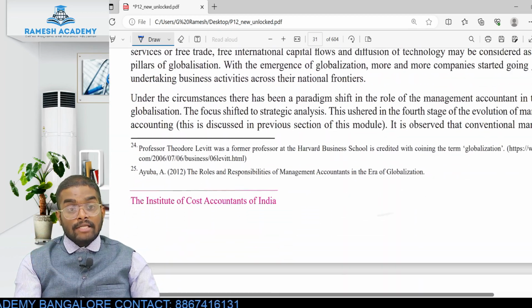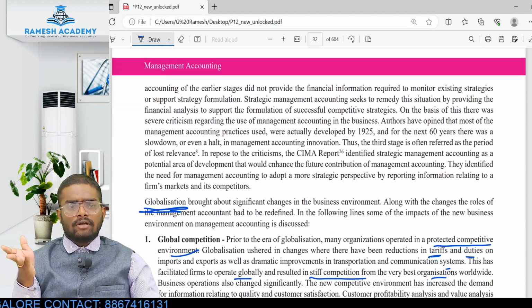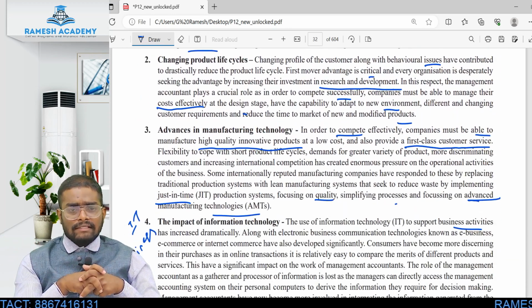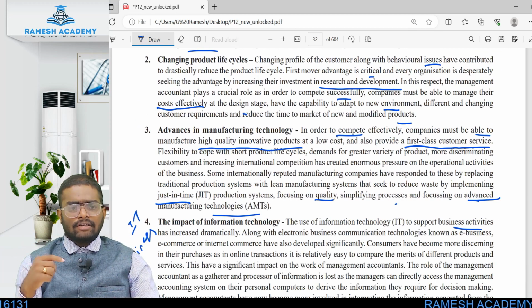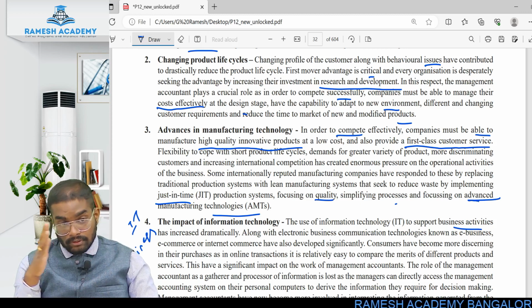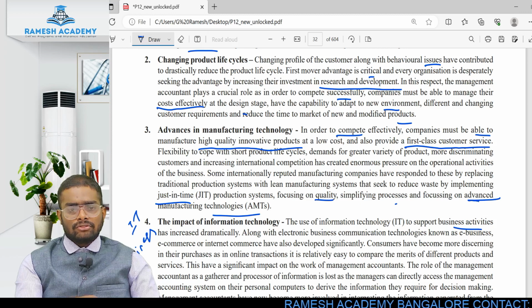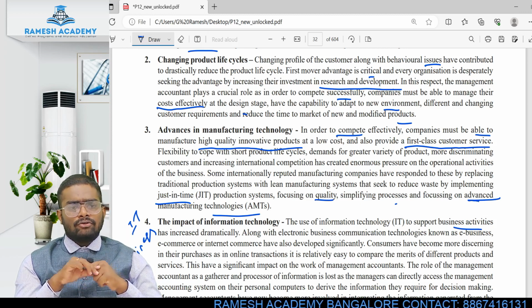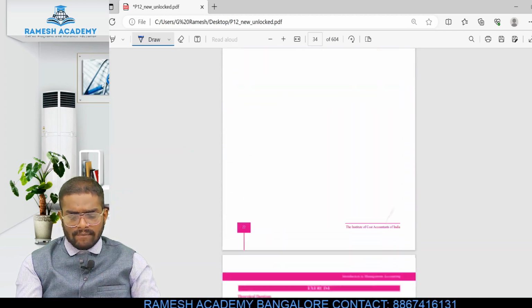And the management accountant's role in case of globalization, to face the global competition, so changing product life cycles, and the impact of the advent of information technology, new manufacturing technologies, customer orientation. And we have the role of the management accountant in environmental issues and all those things, and he has to focus on value creation and all those things we had covered. So by this we are completing chapter number 1.